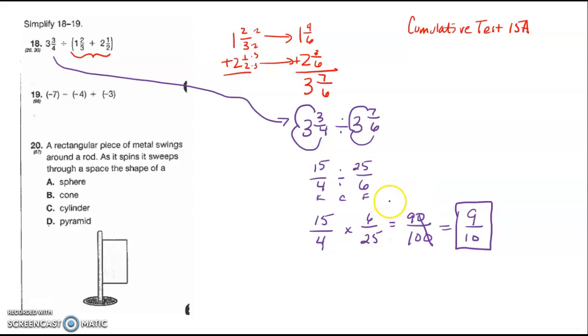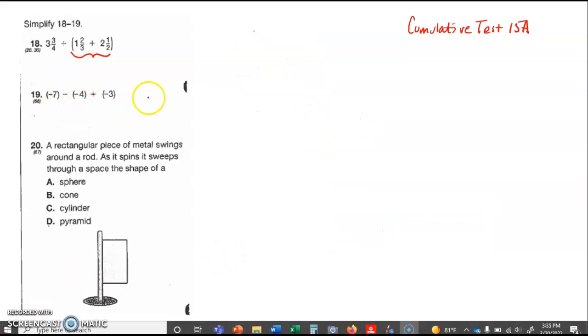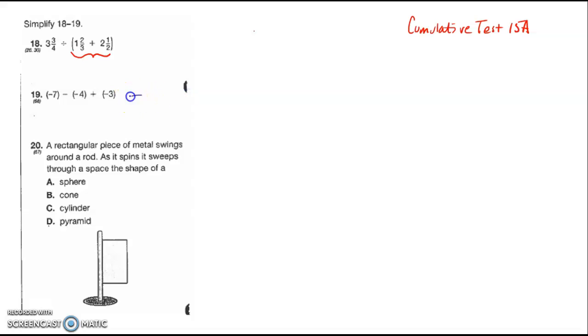Okay, I'm going to go ahead and pause and erase this so that I can do number 19. So if you need to pause and write it down, go ahead and do that. Okay, so let's go ahead and do number 19, and I'm going to pull that over here as well so we have plenty of room.